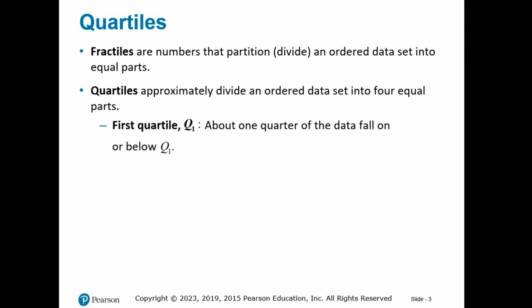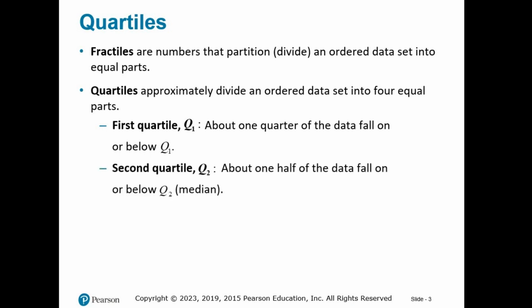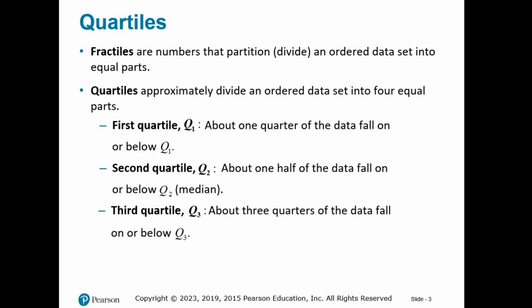The first quartile, or Q1, has about 1/4 of the data falling on or below that value. The second quartile, or Q2, has about half the data falling on or below that value, which we've already interpreted as the median. And as we've already observed, the median may or may not be an actual value of the data set. And finally, the last value we need to divide a set into 4 equal parts is the third quartile, or Q3. About 3/4 of the data fall on or below this value.